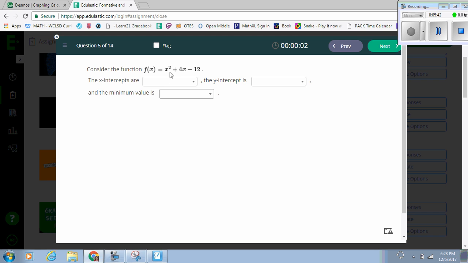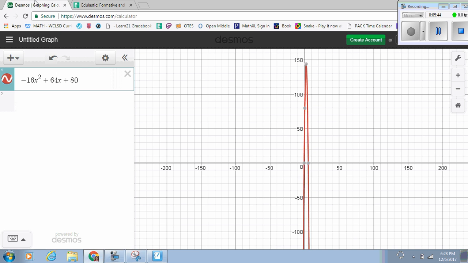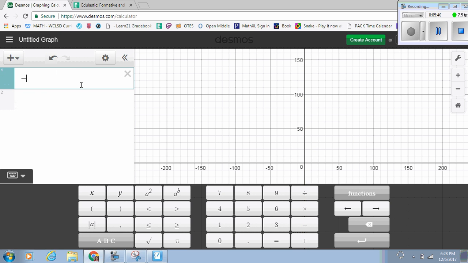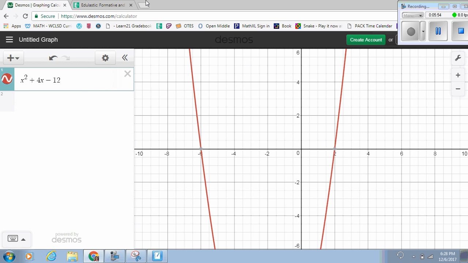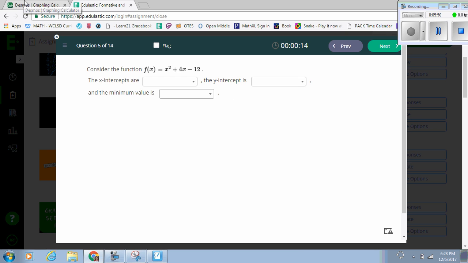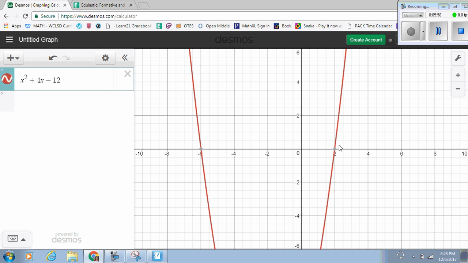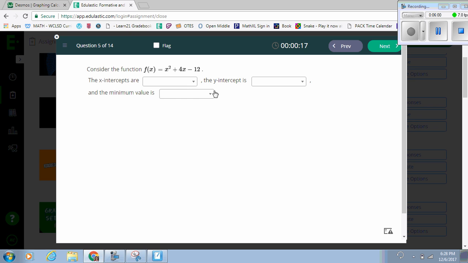Okay, here's another one where I'm going to graph it. x squared plus 4x minus 12. Use Desmos. Okay, it's a great tool. I'm going to go ahead and zoom back in. So it wants to know the x-intercepts. So -6 and 2.